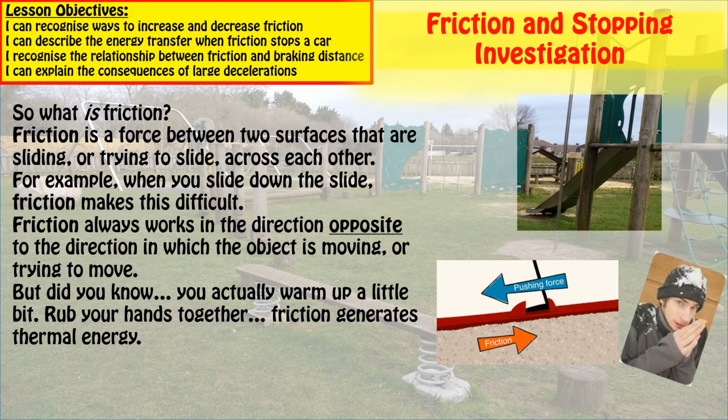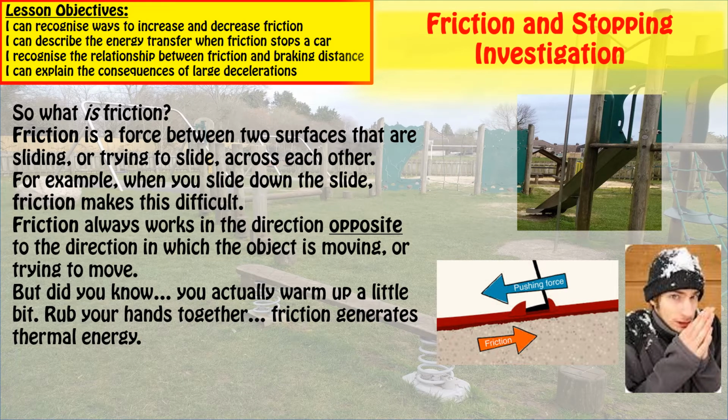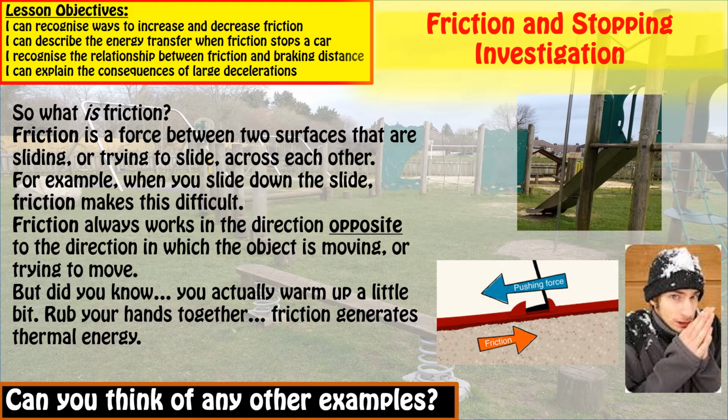You rub your hands together. Okay, so you have friction there between the two surfaces, one from one hand, one from the other, and you rub them together and it generates a lot of thermal energy. So it's one way of keeping warm. But I wonder if you can think of any other examples where friction generates thermal energy. So can you pause the video and then jot down a couple of ideas where friction generates thermal energy?